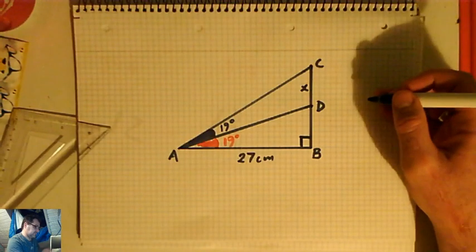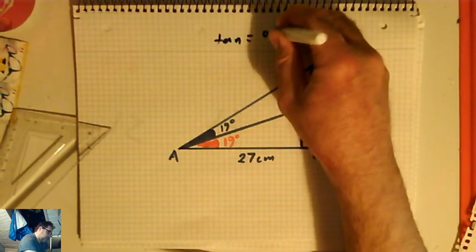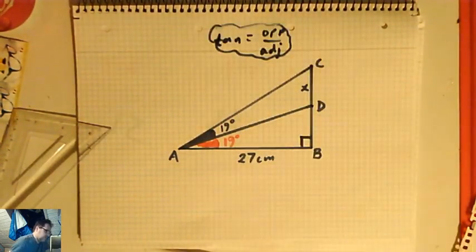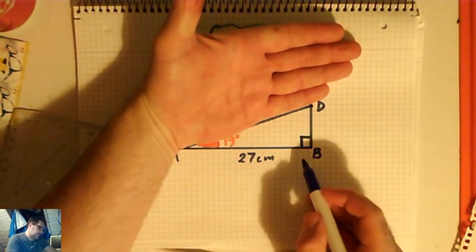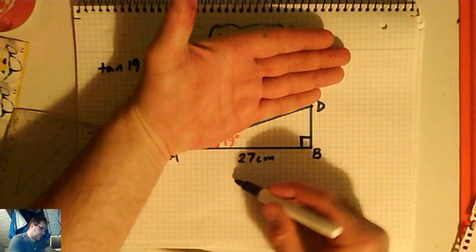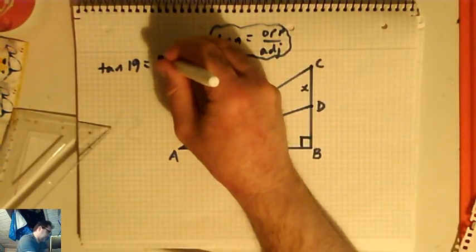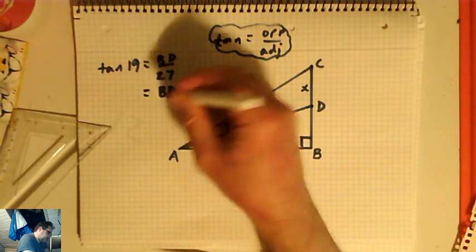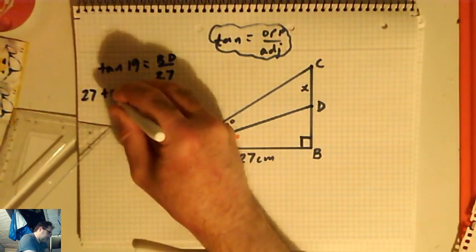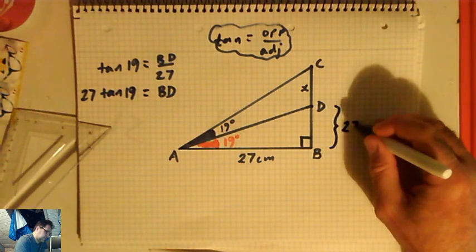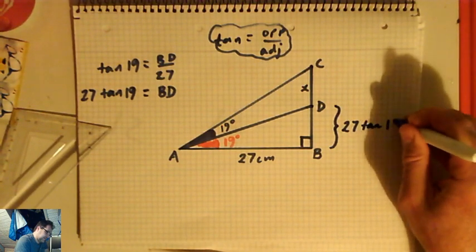So I'm going to write, let's go up here, so remembering that tan equals opposite over adjacent, that's not very well written, but never mind. So tan equals opposite over adjacent. So in this smaller triangle, tan of 19 equals opposite over adjacent, BD over 27. So BD itself is 27 times tan 19. So that bit there is 27 tan 19.